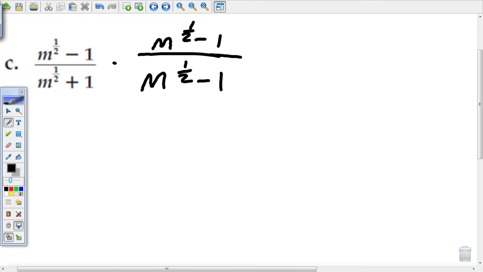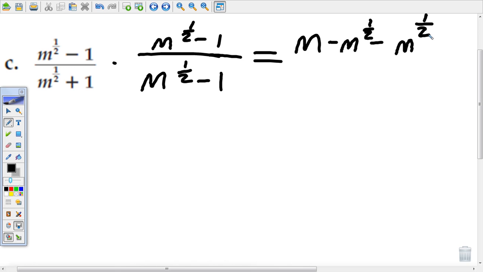Now let's multiply that out. When you do this, you have to distribute everything. So don't forget the middle terms. Just multiply. Just distribute. M to the 1/2 times m to the 1/2 is m, because it's m to the 1. M to the 1/2 times negative 1 is negative m to the 1/2. And then negative 1 times m to the 1/2 is another negative m to the 1/2. Negative 1 times negative 1? Positive 1.